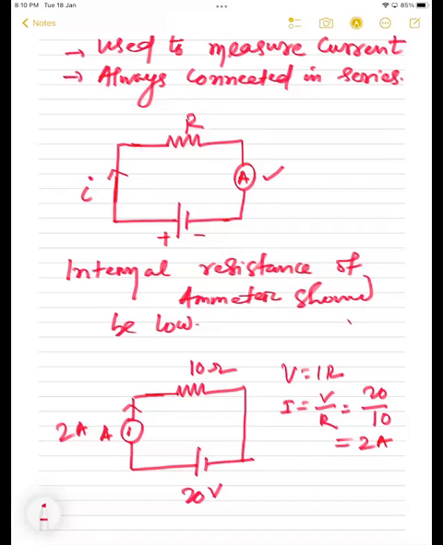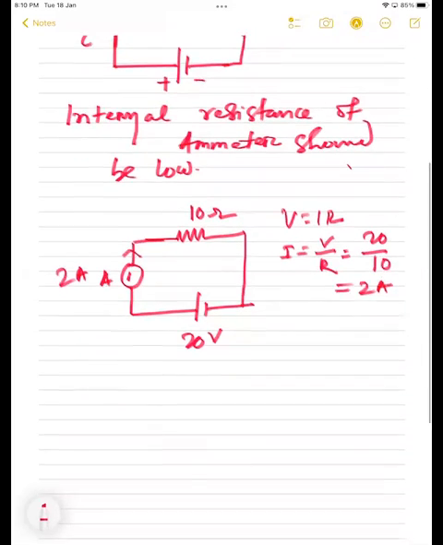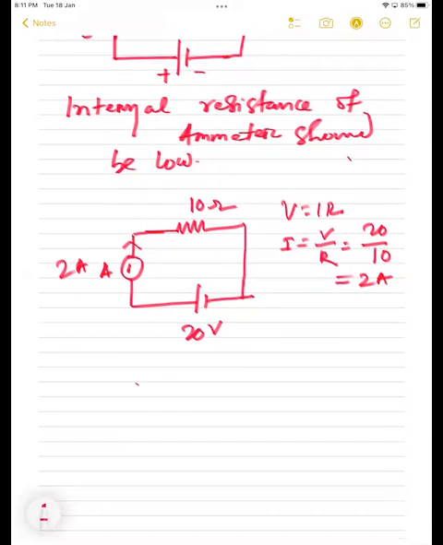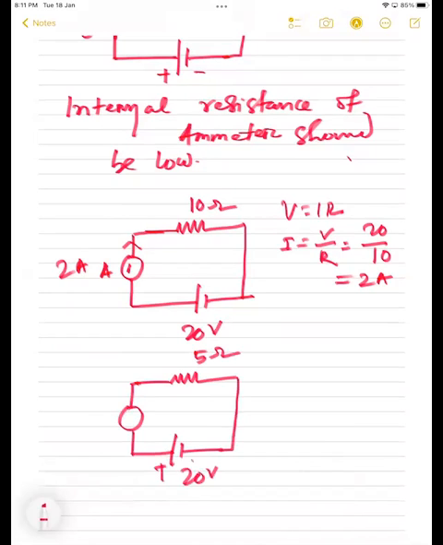And suddenly what I did, I made this resistance 20 ohm. Sorry, let the resistance be 5 ohm. How much, students? 5 ohm. And the same voltage, that is 20 volt, correct? So tell me how much current will flow here? 4 ampere. That means the current is increased, right?